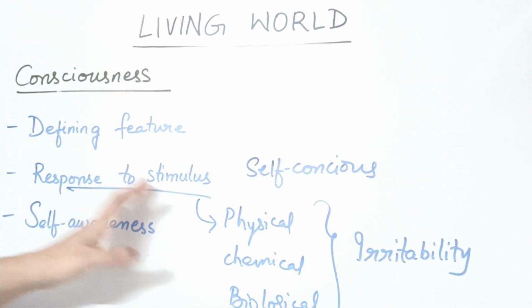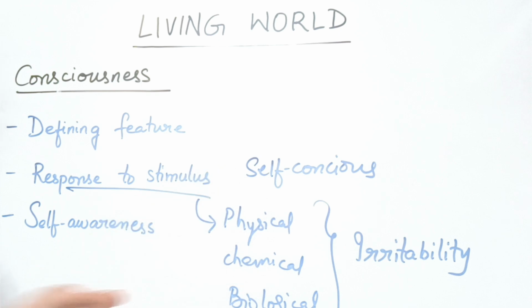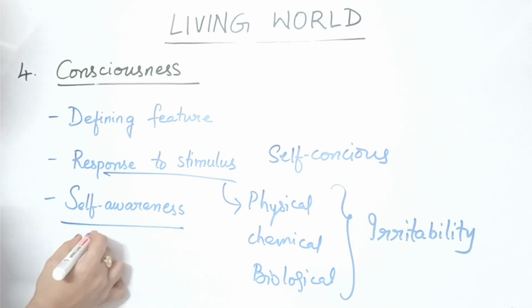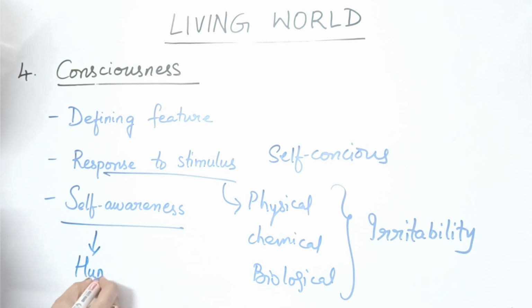And hence we say that the response to stimulus, or the consciousness, in all living organisms is not the same. In animals it is very fast, they respond immediately. Whereas in plants, whether the stimulus is physical, chemical or biological, the response is very slow. Now, the special feature is self-awareness. Self-awareness is the defining feature of only humans.